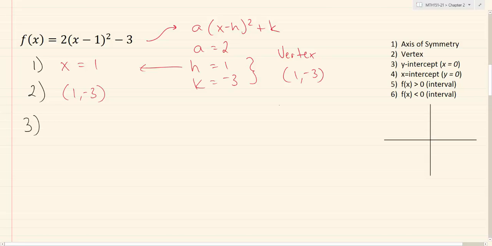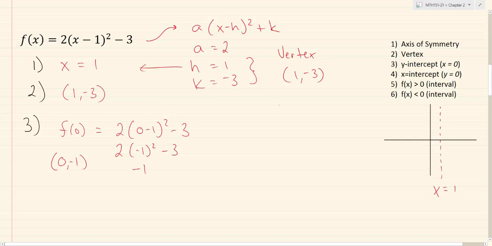How do we find the y-intercept? Well, you have to do f of 0. The y-intercept is going to be at (0, negative 1). So maybe we should graph some of this stuff. So we'll put in our line of symmetry right here, x equals 1. Our vertex was at (1, negative 3), which is right here. And the y-intercept was negative 1, which is right here.